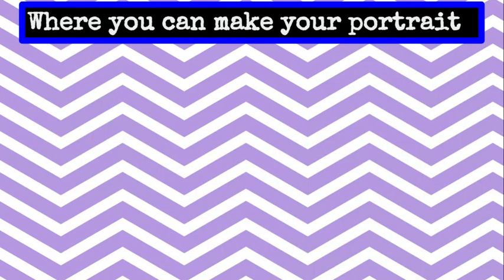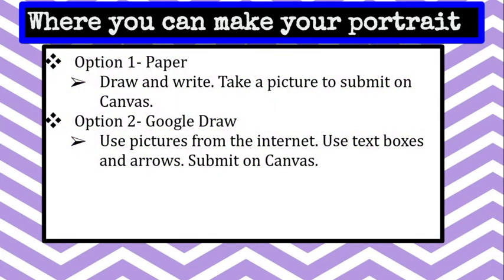So where you can make your portraits, there's two options. You can do it on paper. You can draw and write, and then you can make it like they did, and you can take a picture to submit on Canvas, and we will show you how to do that. Option 2, and we've actually never given this option before, is Google Draw. So you can use pictures from the internet and use text boxes and arrows, and you can submit it on Canvas. All of it's going to be submitted on Canvas, but you can do it one of two ways. All right. So if you want to make it virtually, or you can do it on paper if you'd rather do that. So following that success criteria to do either option.